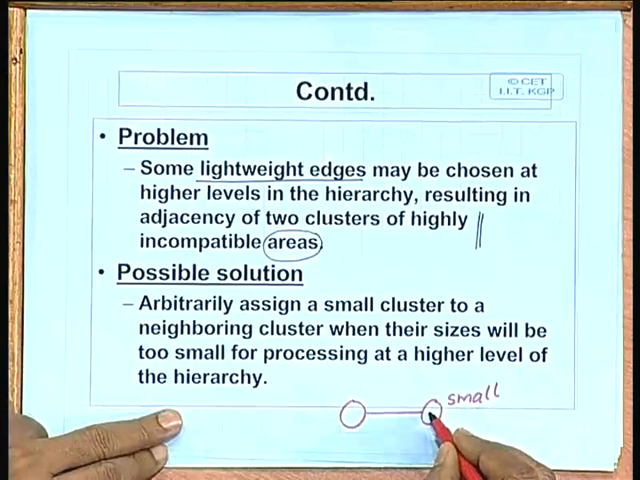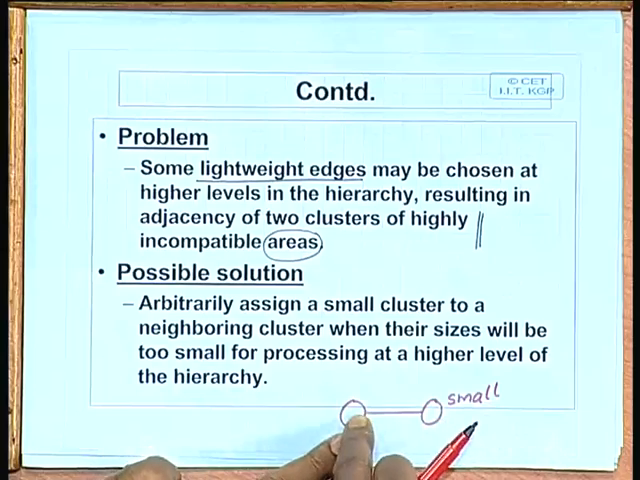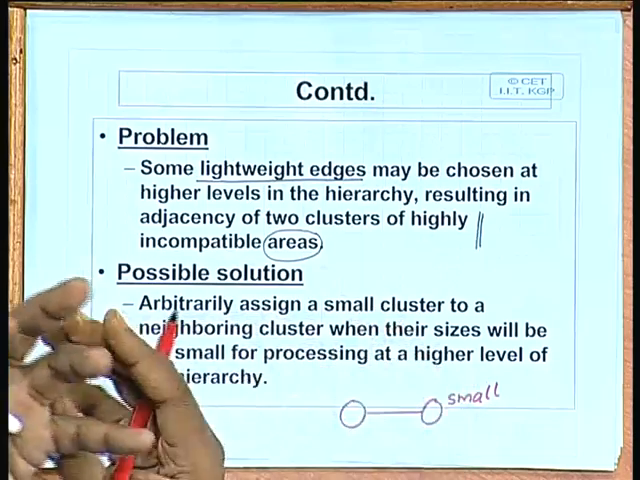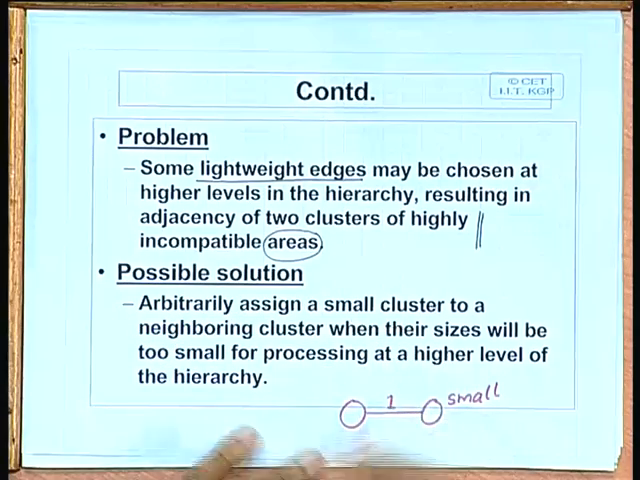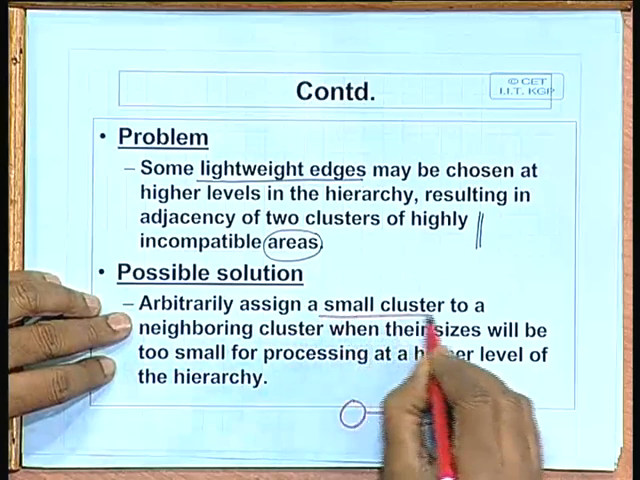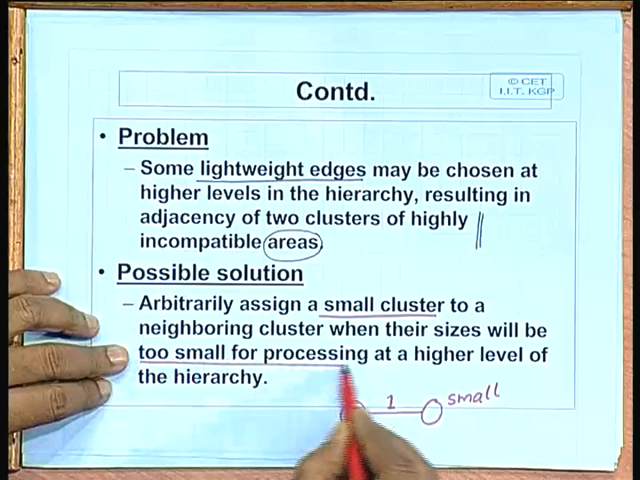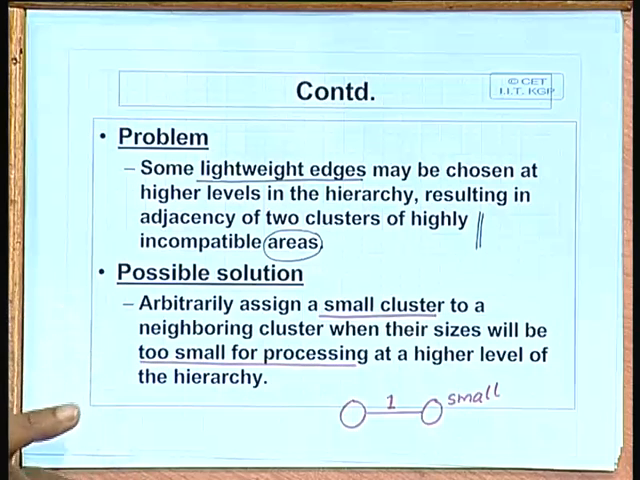If one of them is a small cluster, then allow that small cluster to piggyback on a bigger one which is adjacent to it, maybe with a very low weight edge. So arbitrarily assign a small cluster to a neighboring cluster when the sizes will be too small for processing. So let us take an example to illustrate what we mean by this.